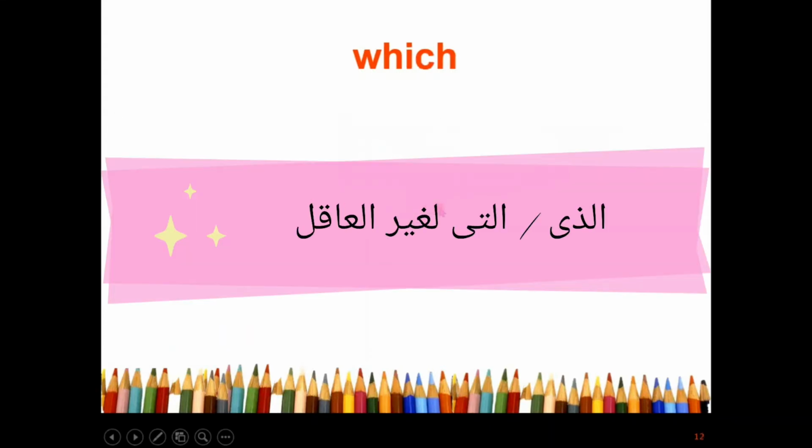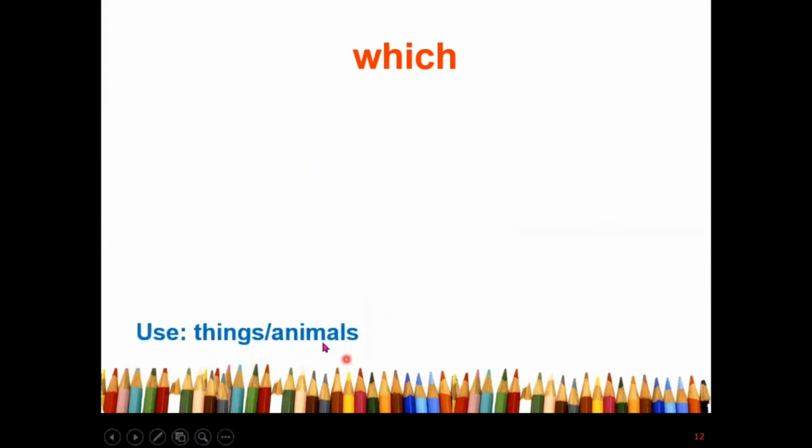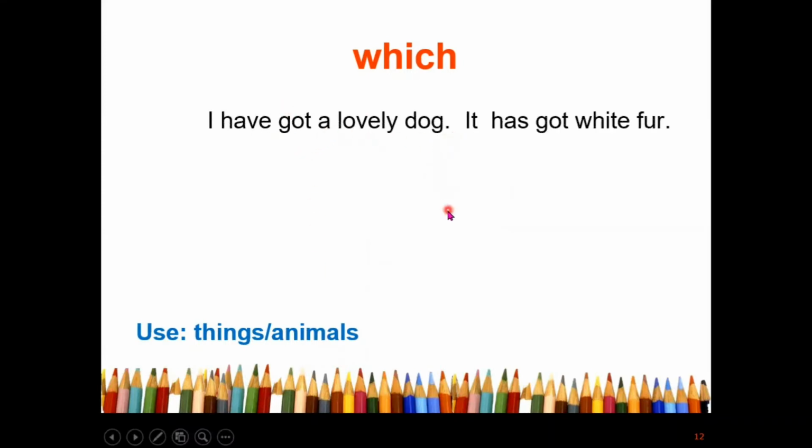Then we have the next relative pronoun, which is which. We said we use which for things or animals. I have got a lovely dog. It has got white fur. So we said we are going to use which instead of things or animals. هنضع which مكان أشياء أو حيوانات. طيب.